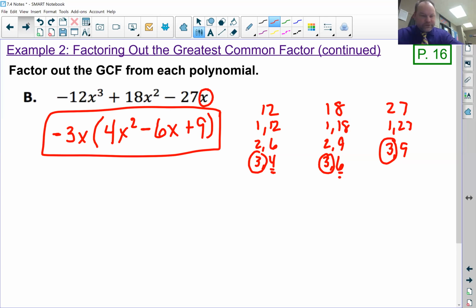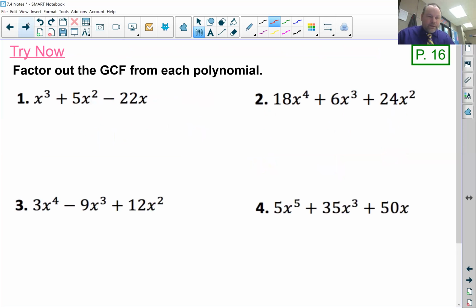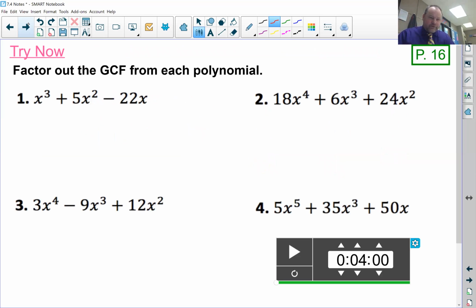All right, so here are a few to work on. Again, factor out the greatest common factor, write it. Sometimes you'll see it, expressions or instructions will say write in factored form. But right now we're just going to worry about factoring out that greatest common factor.